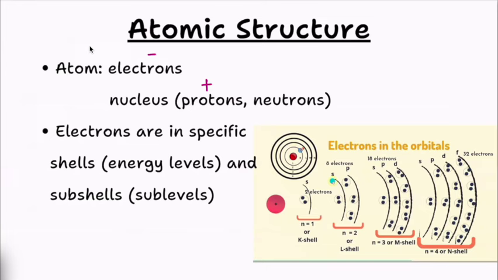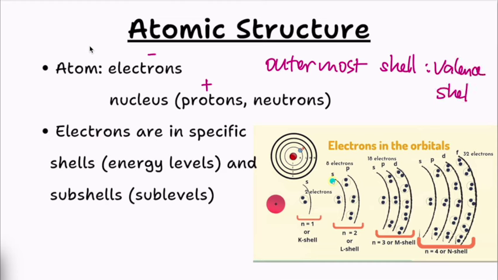So from the innermost shell, we call it n equals 1. And then the next innermost one, we call it n equals 2. The next innermost one, we call it n equals 3. And then the outermost one, we call it the valence shell. So for the electrons that reside on the outermost shell, we call it valence electrons. So all of these electrons on n equals 4 are called valence shell electrons, or just valence electrons.